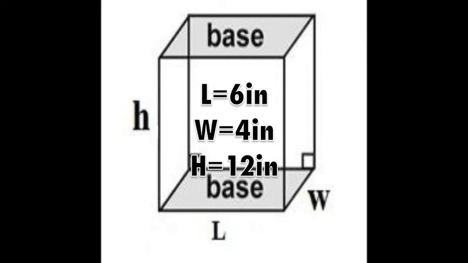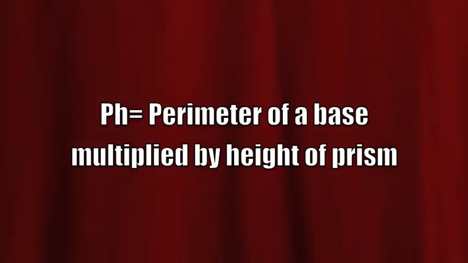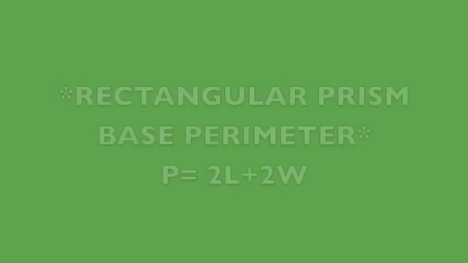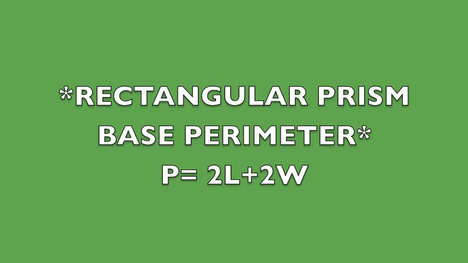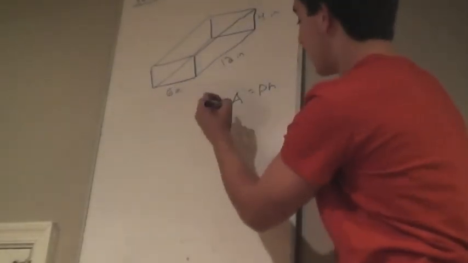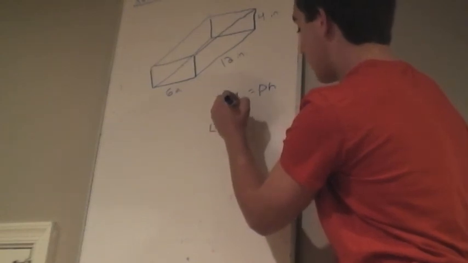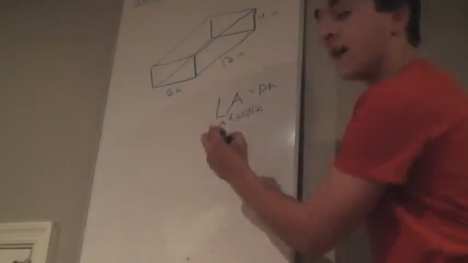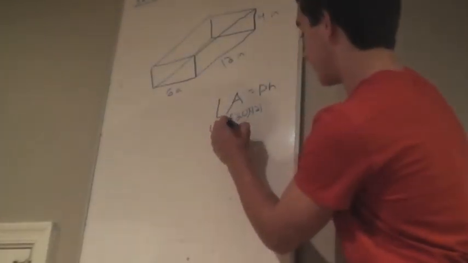This box in particular is called a rectangular prism. To find PH, we need to find the perimeter of one of the bases and multiply it by the height of the prism. To find the perimeter of the base, we need to add 2 times the length plus 2 times the width. You take the perimeter of one of the bases, which is 20, and multiply it by 12. The lateral area is 240.